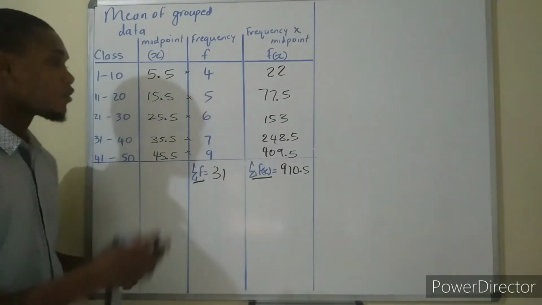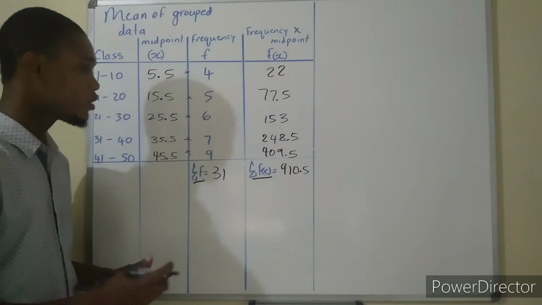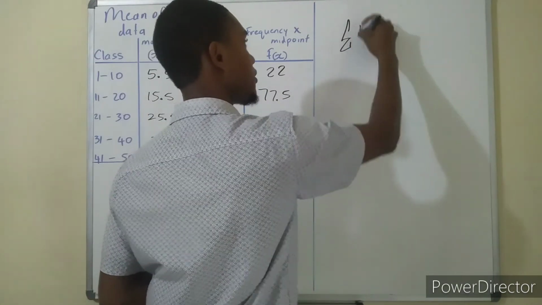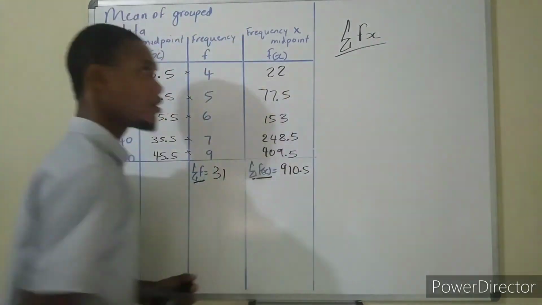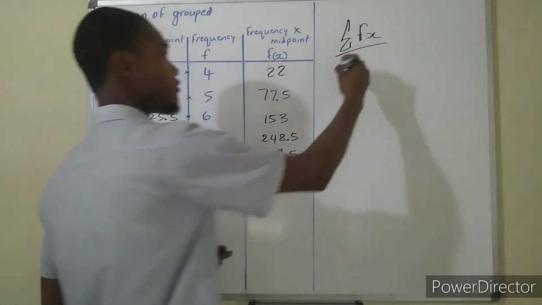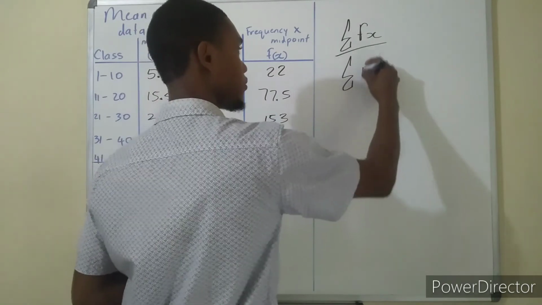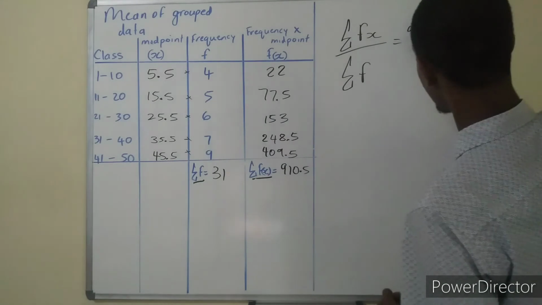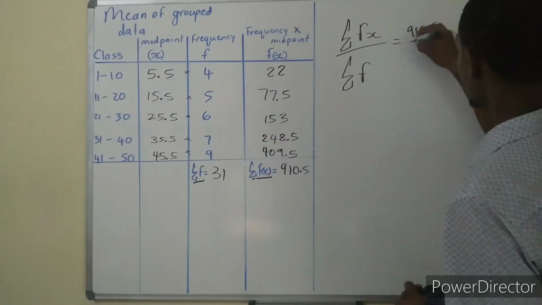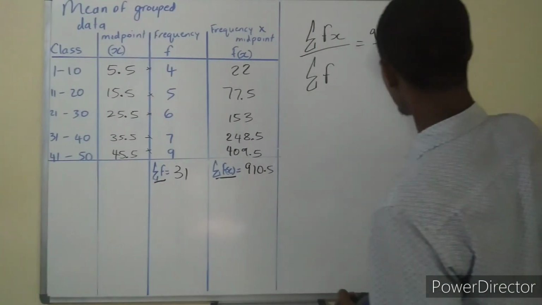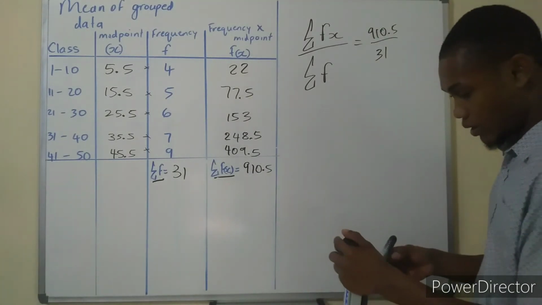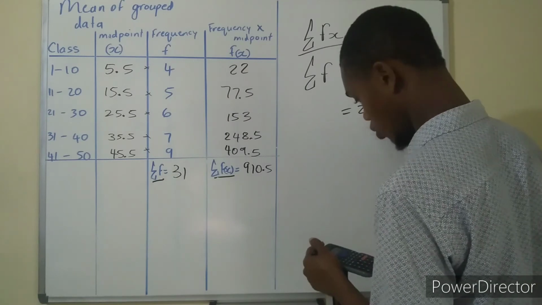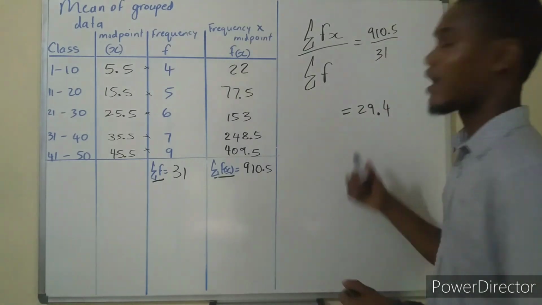So the final thing you need to do is divide the summation of f of x by the sum of f. We substitute them in, so it's 910.5 divided by 31, and that will give you an answer of 29.4. And that would be the mean.